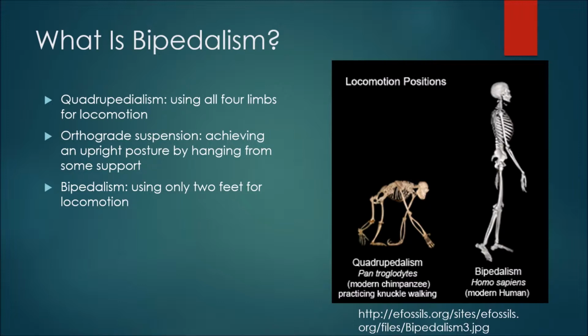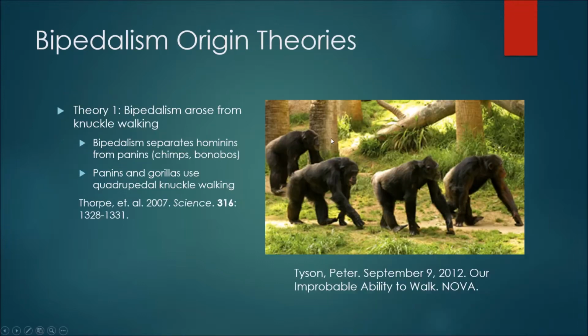And we have a very special type of bipedalism, where it's a very stiff type of bipedalism, opposed to some of the orangutans, which have a much more loose gait. So there are actually two theories of where this bipedalism arose from.